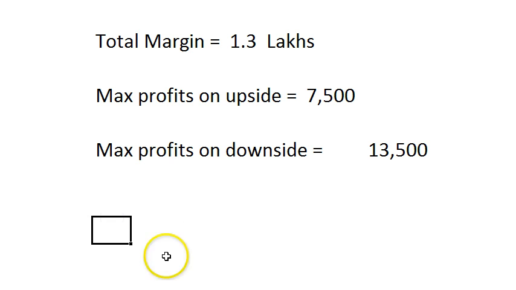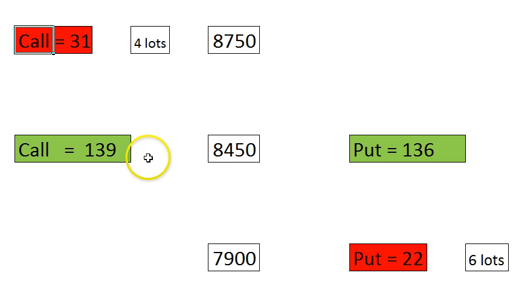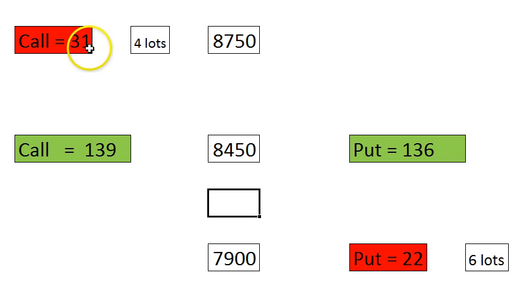So again, let's discuss the downside. On the downside, assuming the market crosses this level and finishes at 8900, then the 8750 call will go from 31 rupees to 150. So you'll be in losses of 120 points per lot, and for 4 lots you will be in losses of around minus 480 points.